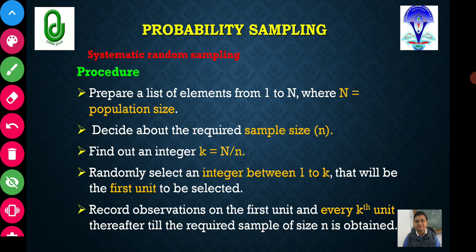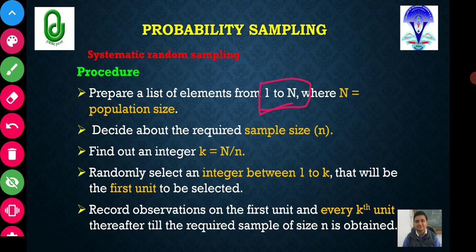So we will be discussing the actual procedure of systematic random sampling. First, prepare a list of elements from 1 to N, where capital N is equal to the population size. Suppose you have 100 elements in a population, so capital N is equal to 100, and you arrange all the elements from 1 to 100.